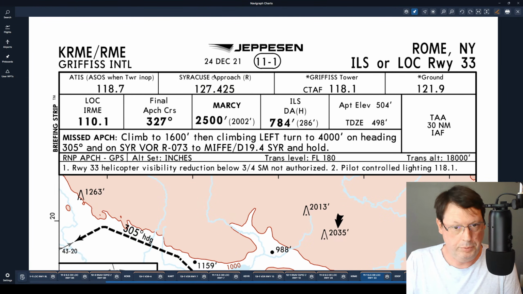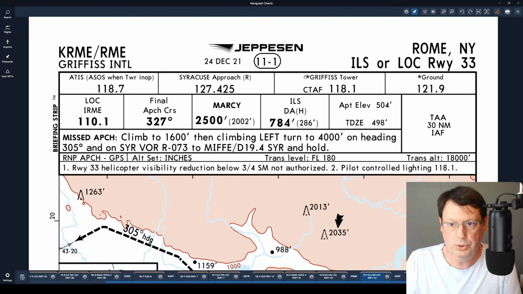So the ATIS information is what you need to know to get the weather. And then you call approach control on 127.425. And this R right here means that Syracuse approach has radar. That is important in certain instances. We'll get into that a little bit more. Griffiths Tower is your next frequency, and that's 118.1. And then ground is 121.9.